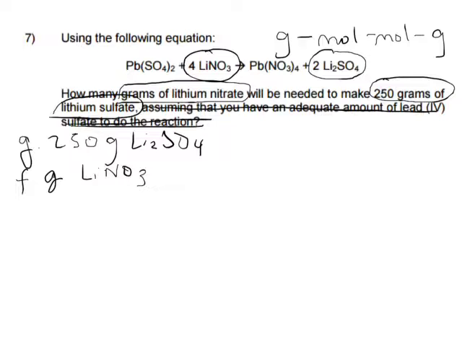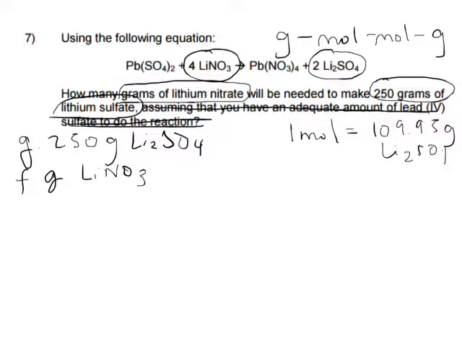So let's see, it looks like 1 mole of lithium sulfate is going to equal 109.95 grams. I'm going to go ahead and just add that up one more time just to make sure. So it's going to be 16 times 4 plus 32.07 plus 2 times 6.94.